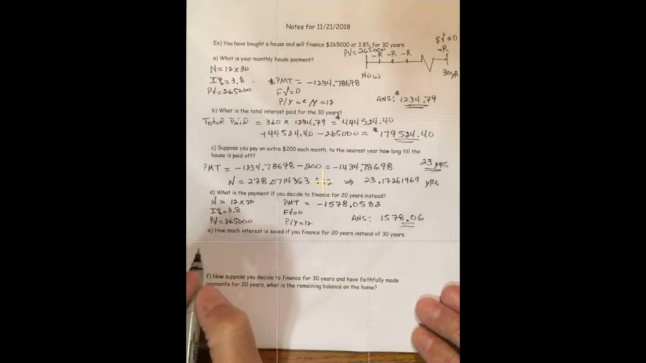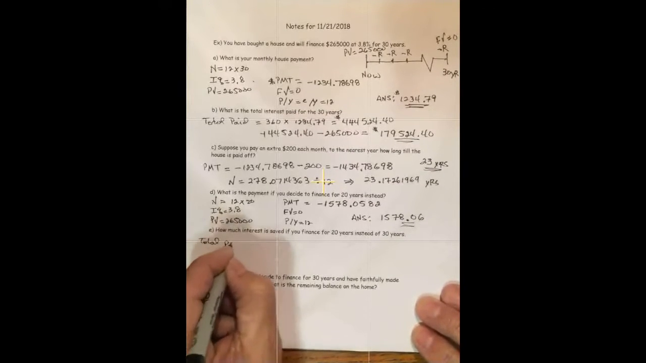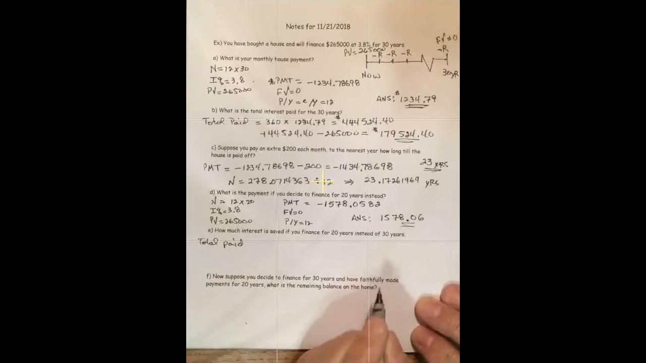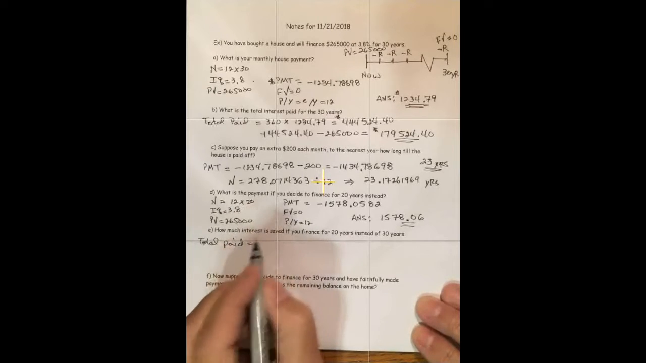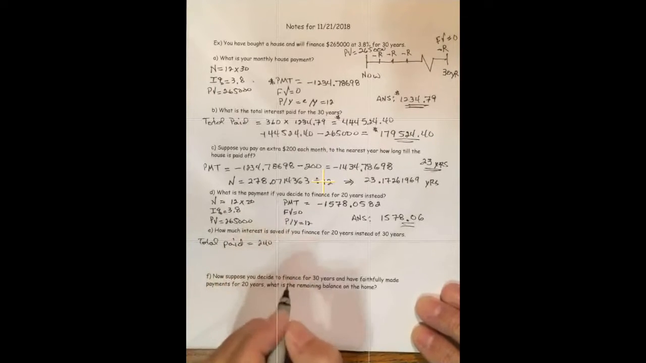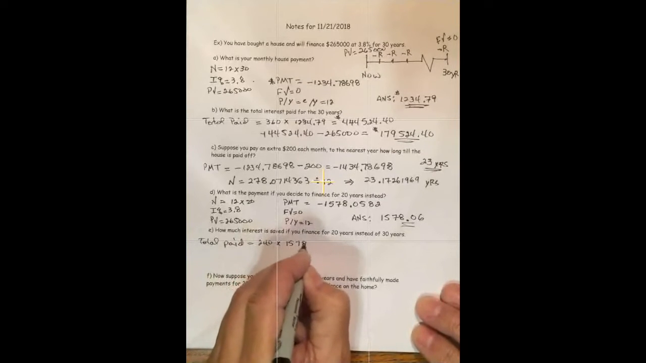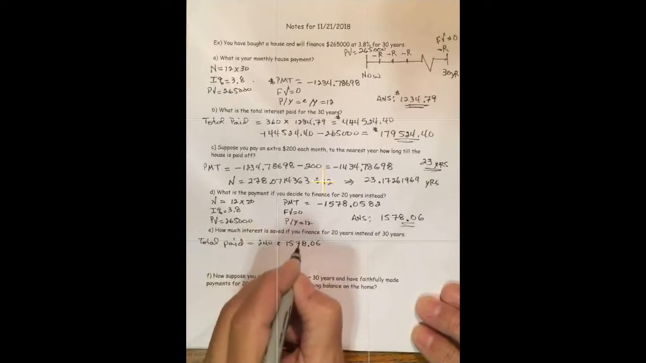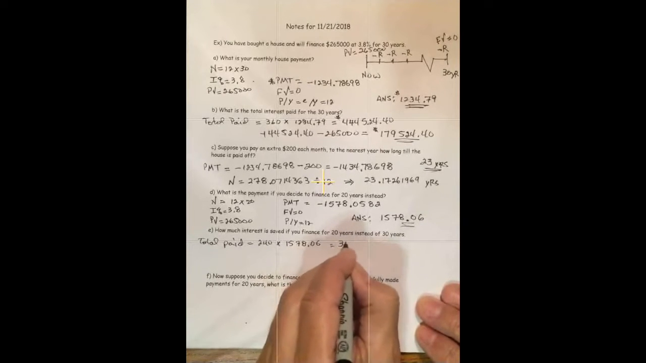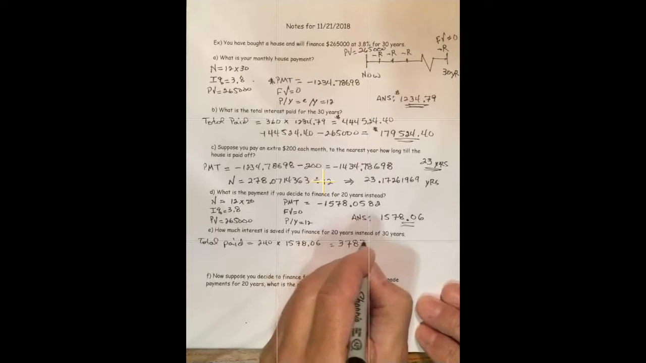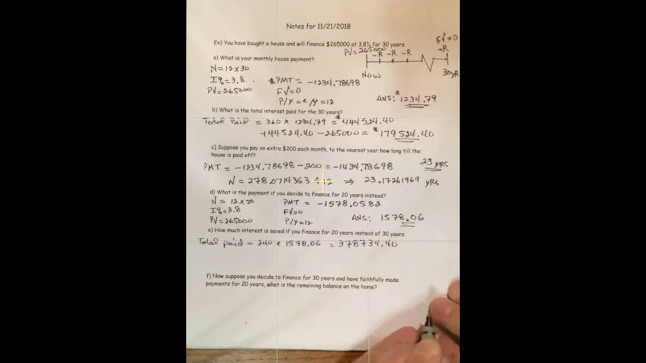Okay, so for 20 years, the total that's going to be paid is going to be 12 times 20, 240 payments. Each one is $1578.06. And that comes out to $378,734.40. That's the total paid.